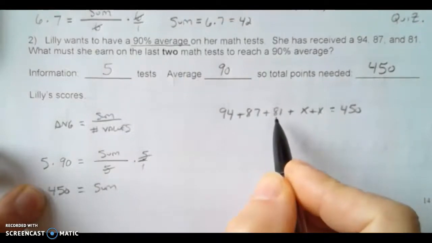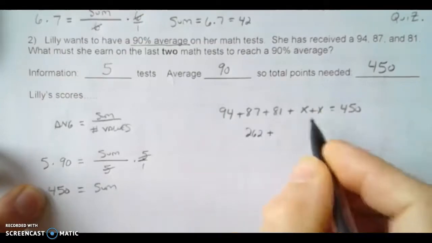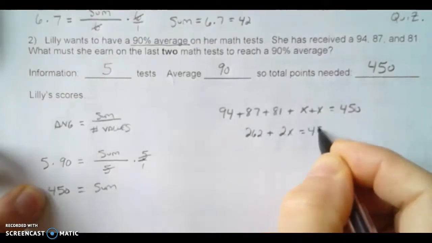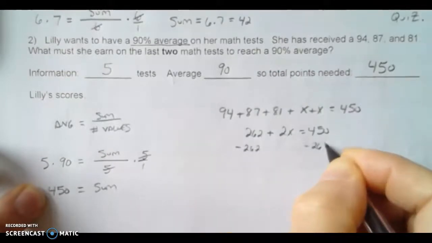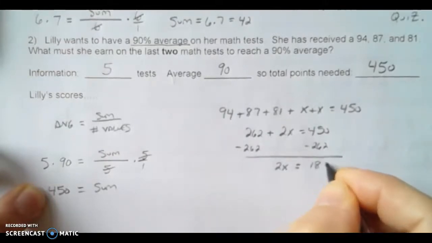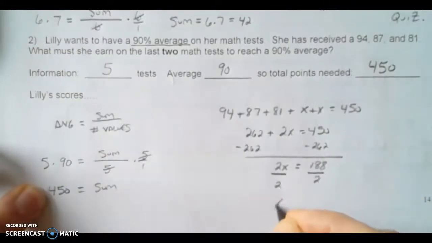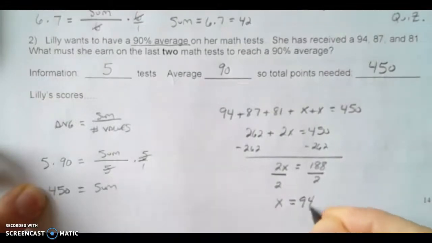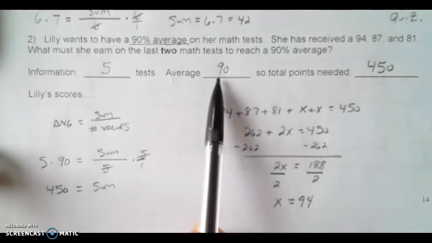Combine our similar terms. 94, 87, and 81 adds up to 262, plus x plus x is 2x, which equals 450. So we're going to have to subtract 262 from each side. That leaves us with 2x equal to 188. But now we need to divide by 2 in order to get the value of x. When you do that, 188 divided by 2 is equal to 94. This means that Lily is going to have to get a 94 on each of the last 2 tests in order to get an average of 90.